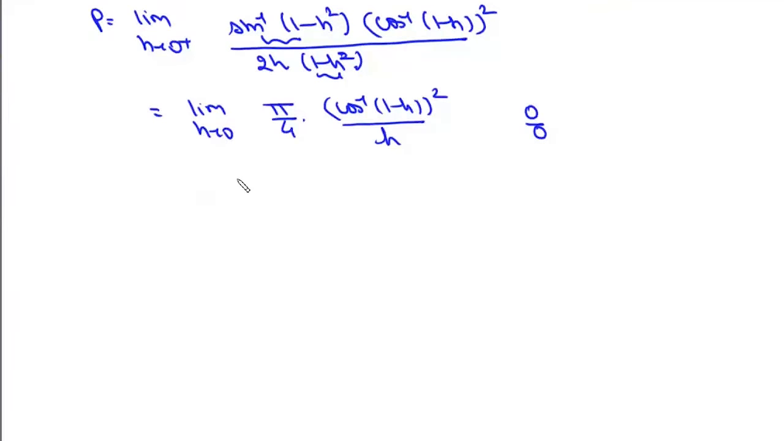Now here what we'll do is let 1 minus h as cos theta. Now when h tends to 0, cos theta tends to 1, that is theta tends to 0.